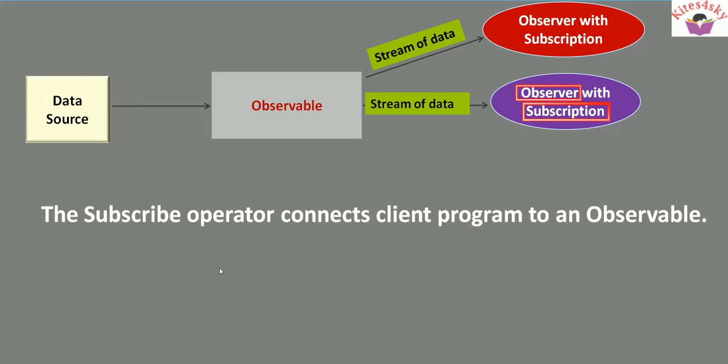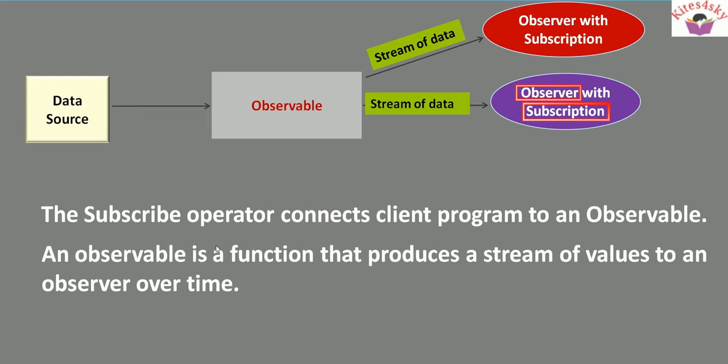So let's understand subscription. The subscribe operator connects the client program to an observer. It simply means a client will not get updates from an observable until and unless it is subscribed to that observable. So we can say that an observable is a function that produces a stream of values to an observer over time.